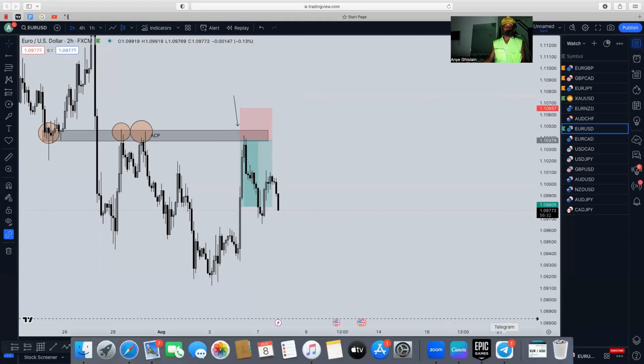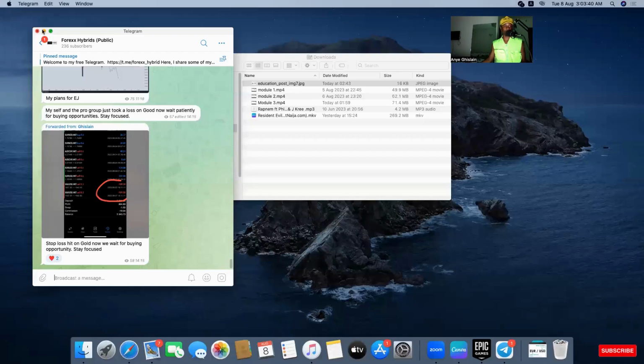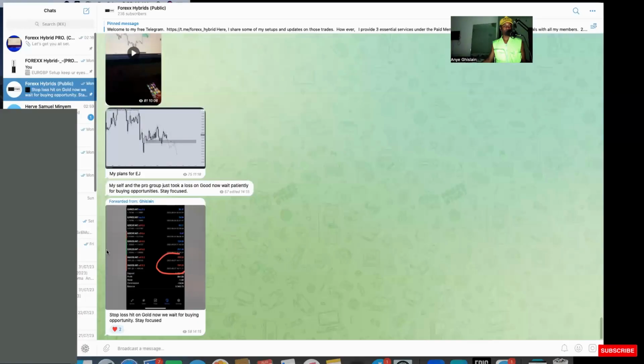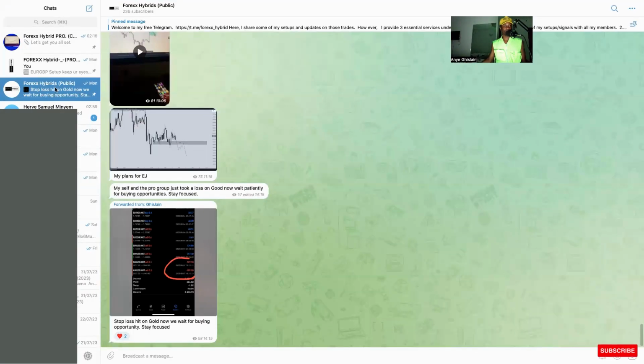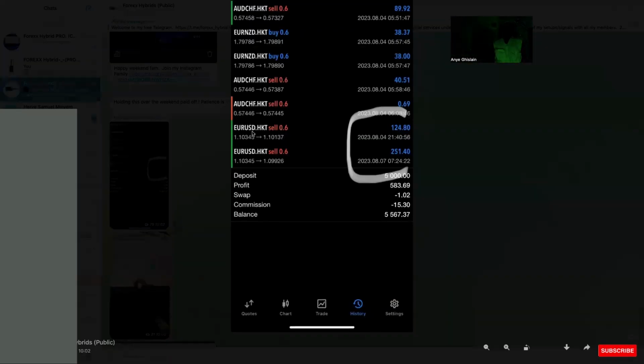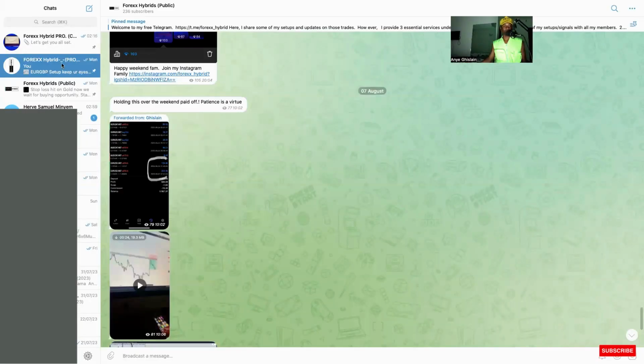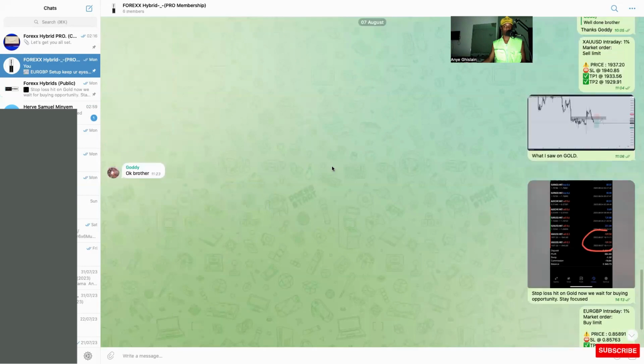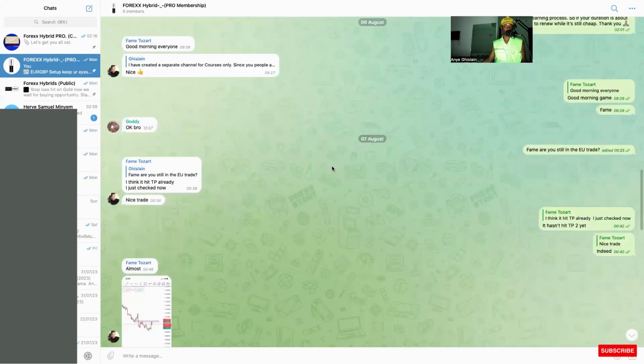I'm just going to show you guys a screenshot of my Telegram. This is my Telegram right here, the public group, I think. This is the trade that I took, Euro USD. You can see Euro USD here. This is the trade. Let me show you guys the setup. The setup was shared as well.